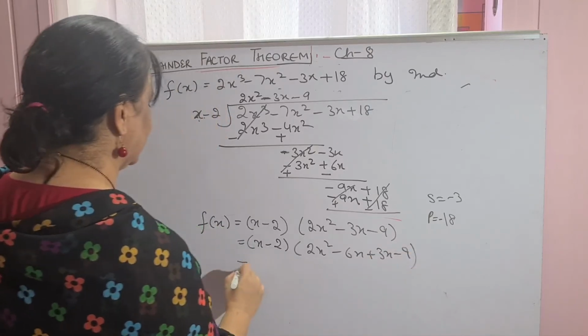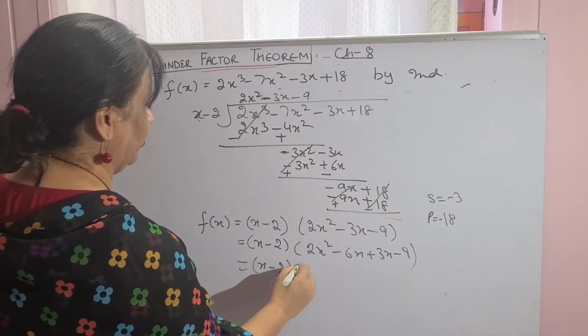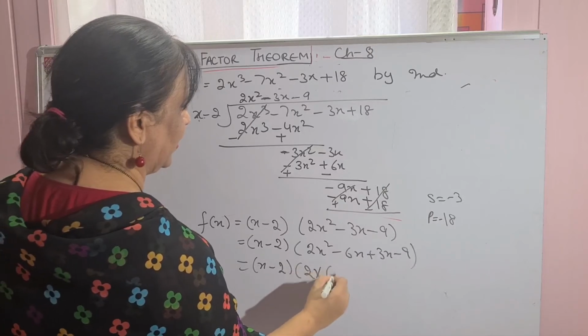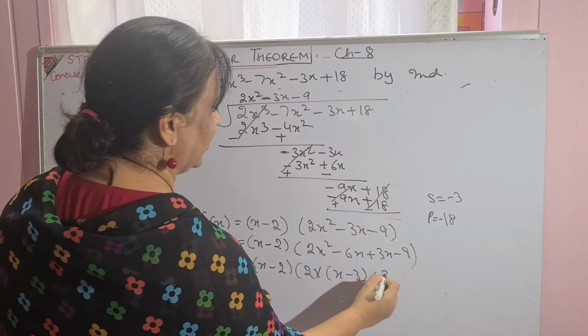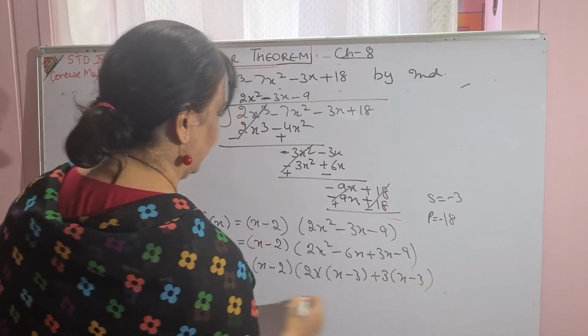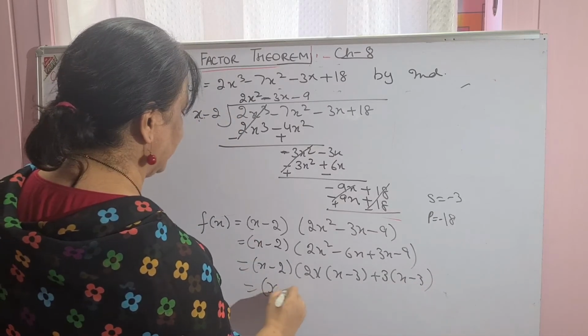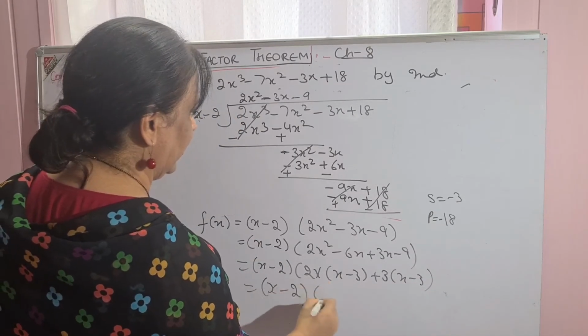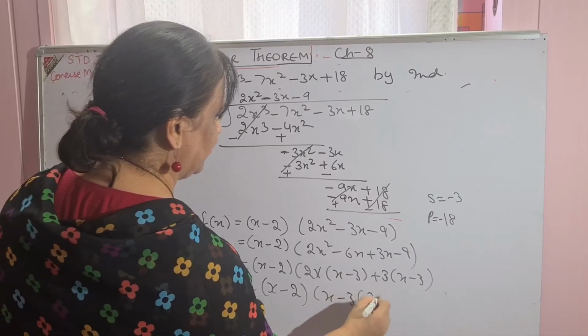These things you are doing since 4th, 7th, 8th standard. I don't have to explain. 2x common, x minus 3, again 3 common, x minus 3, and see I got the answer, x minus 2, x minus 3 and 2x plus 3.